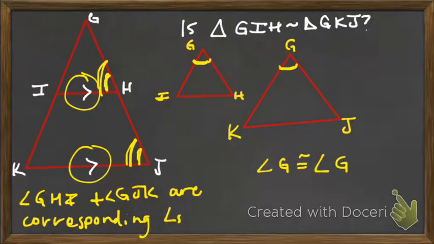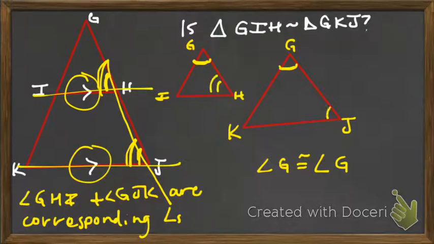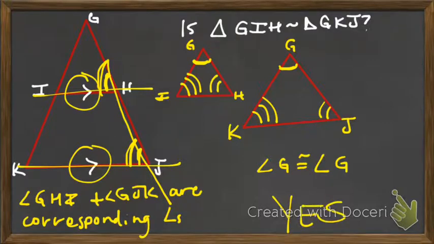Okay, so here's our transversal, here's our parallel lines. Here's a transversal. Those are in the same spot, right? Those are corresponding angles. Corresponding angles we know are congruent. So now you can say that this angle right here is congruent to this angle right here, which third angle theorem will tell us that that means this angle here is congruent to this angle here. And so then, is triangle GIH similar to triangle GKJ? The answer is a resounding yes, with enthusiasm.